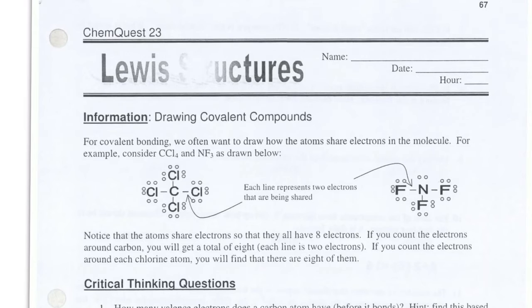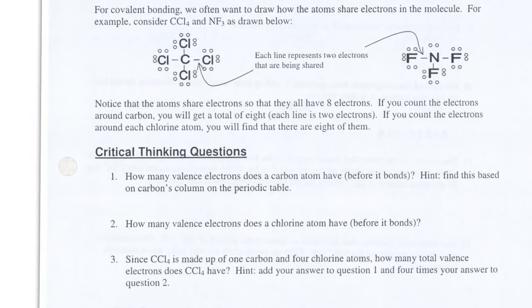Okay, this is the Lewis structures packet. It says, how many valence electrons does the carbon atom have before it bonds? What we do is look at the periodic table and find that carbon is in the fourth column, so it has 4 valence electrons. And the chlorine atom is in the halogens, which is the 7th column.